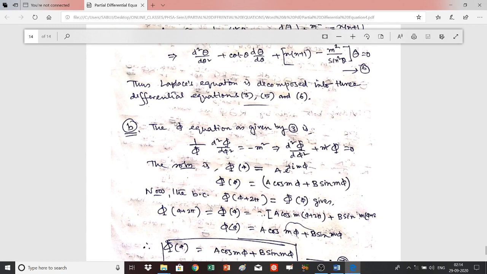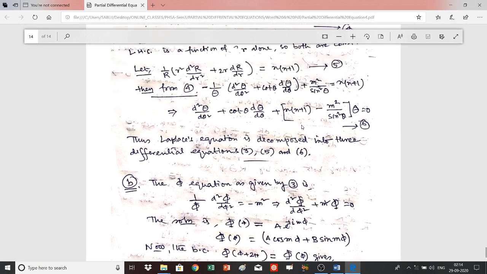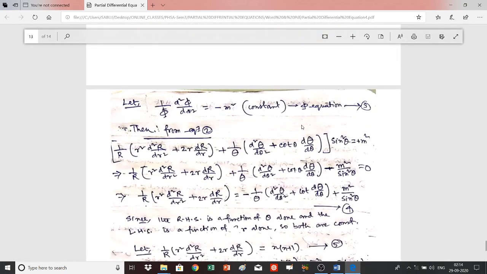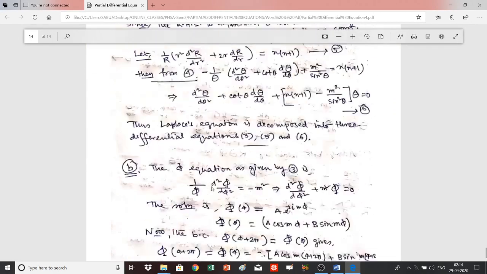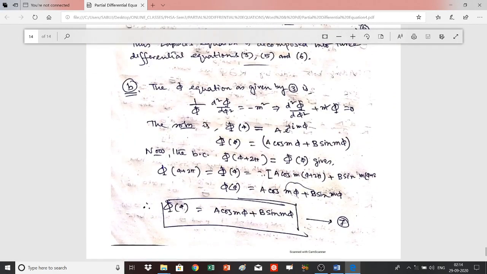Now the second one: the phi equation is given by equation number 3. Just look at equation number 3, that is once again written here. So 1 by phi d2 phi by d phi square is equal to minus m square. That will give you a solution a e to the plus minus i m phi. That can also be written as a cos m phi plus b sin m phi. Here a and b are constants, so no problem in writing it in this fashion.